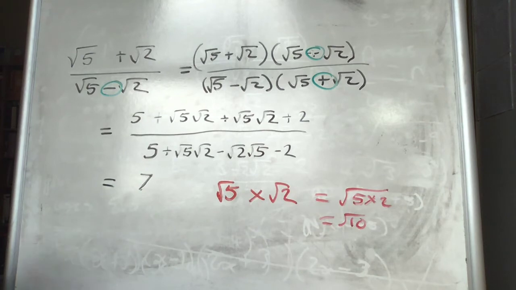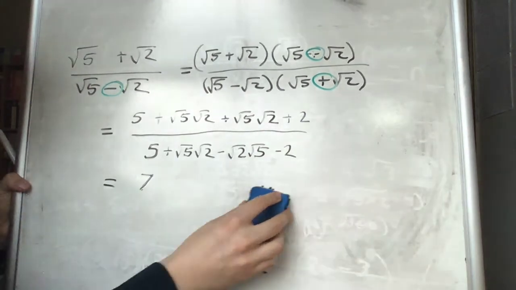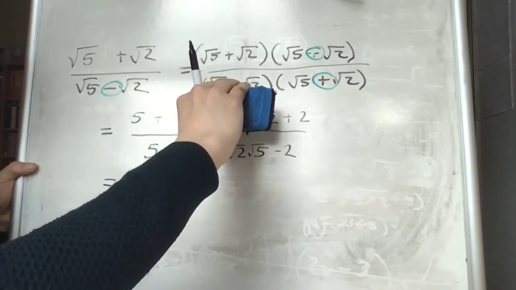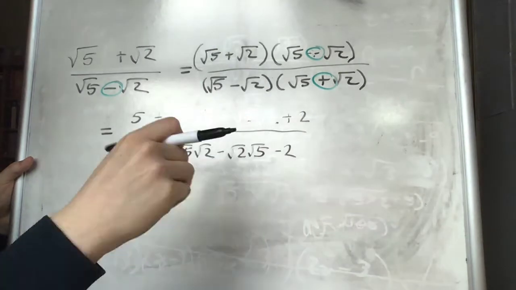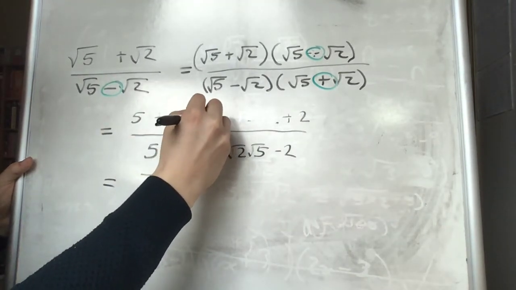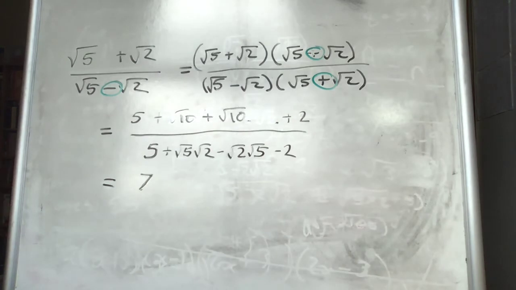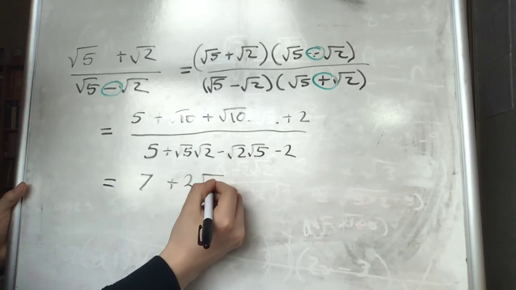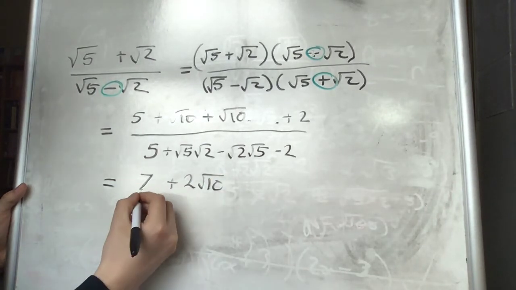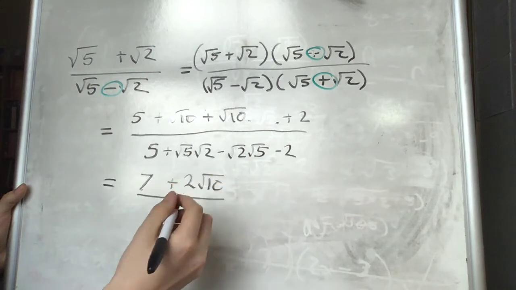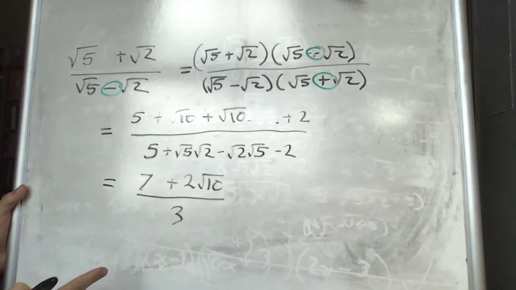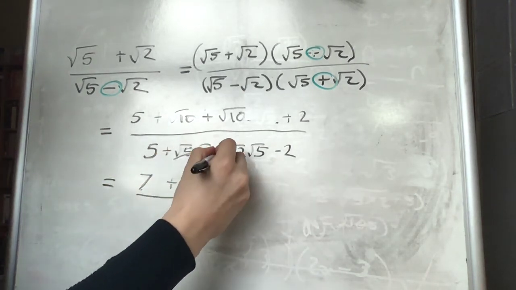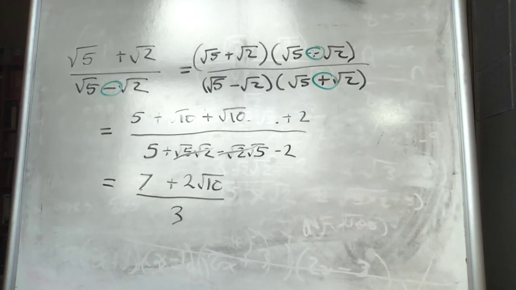So we can then say that we have in our numerator the square root of 10 plus the square root of 10. We've now got two of these, so we've got 7 plus 2 square roots of 10. In the denominator, we've got 5 minus 2, which is 3, and then plus the square root of 5 square root of 2 minus the square root of 5 square root of 2. They will just cancel out, and then that will give us our final answer.